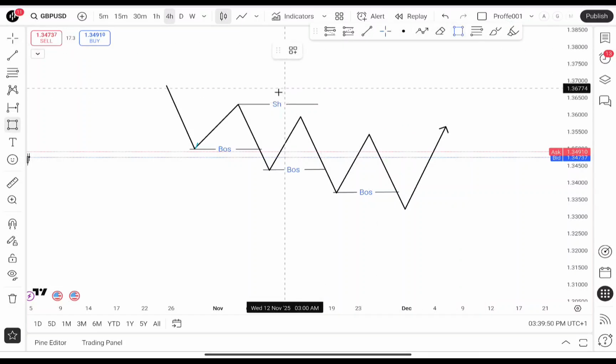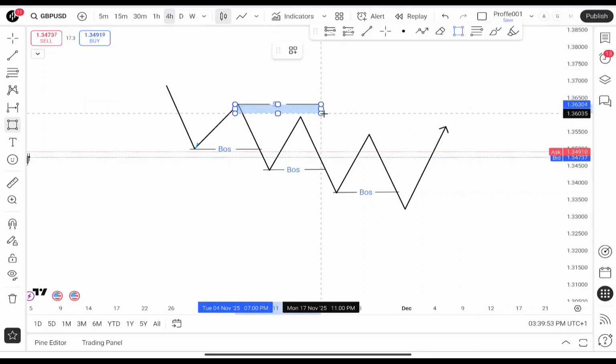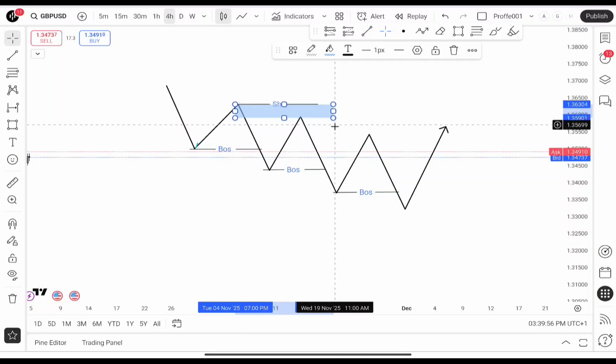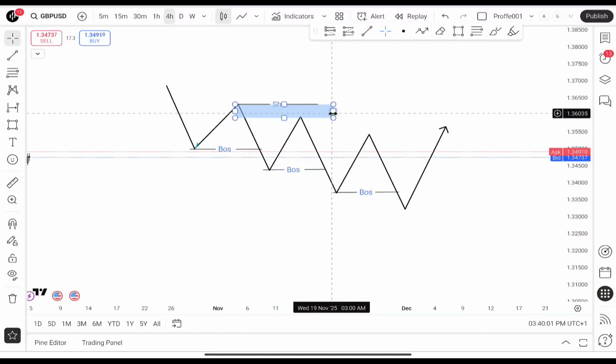With a clear point of interest and lower time frame confirmation, you can take your trades from here and sell to the downside. But having said that, let's move to the next level.